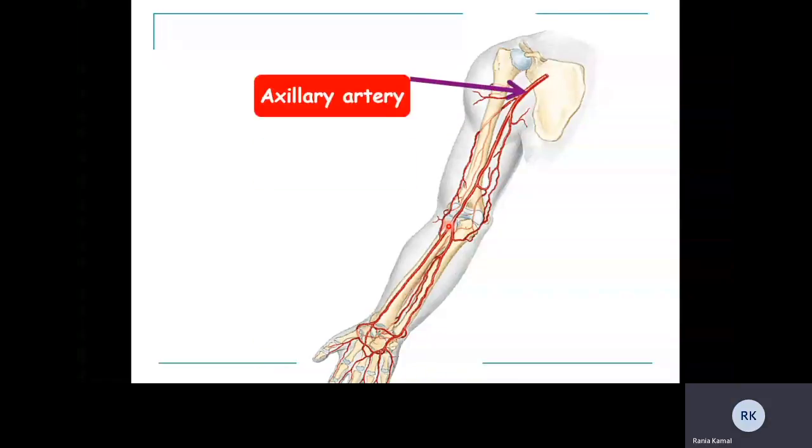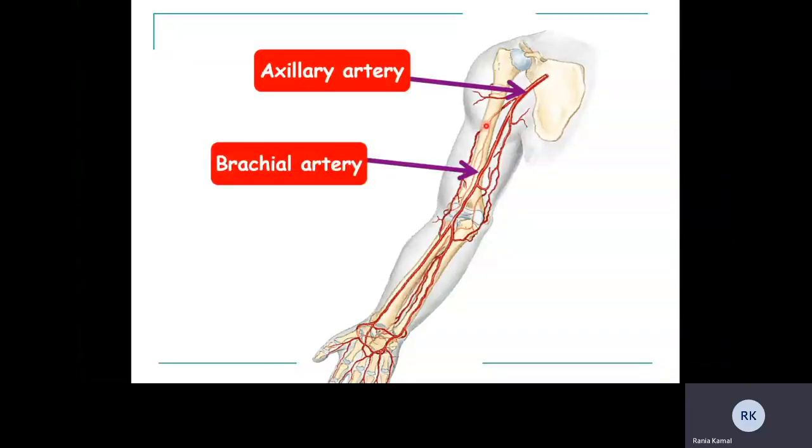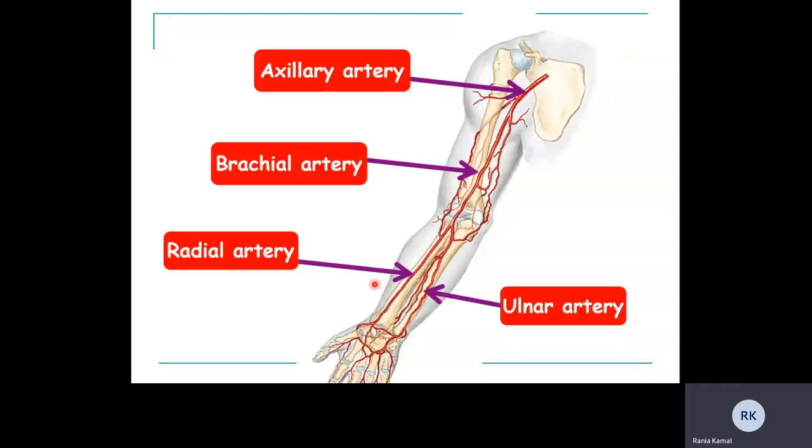Major arteries of the upper limb include the axillary artery, which continues as the brachial artery. Then this brachial artery is divided into the radial artery and ulnar artery, and both radial and ulnar arteries will form the arches in the hand.